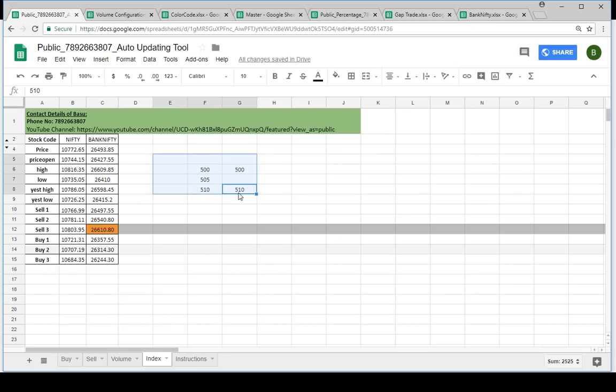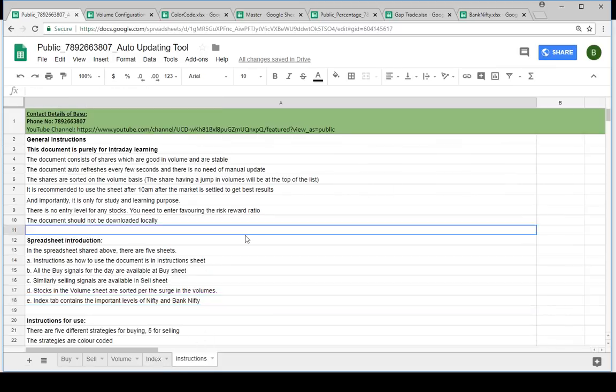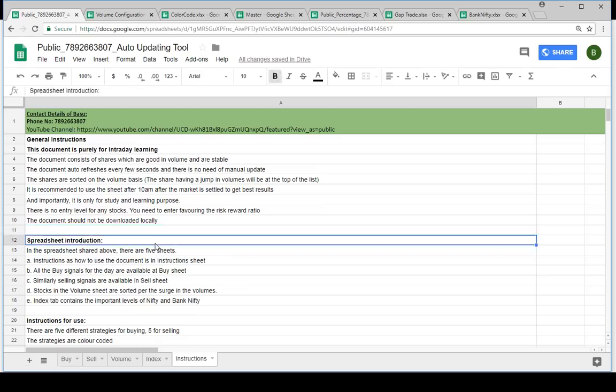So after looking at this index tab extensively, probably you will come to know how exactly it works, and the good point about this index tab. Before doing everything, just paper trade for a few days, few weeks, then probably you will understand the importance of that. There is one more tab called instructions, so you'll be having the instructions of how to use the sheet. Whatever I talked about is there in the sheet in brief. So with that, let's wrap up the video.